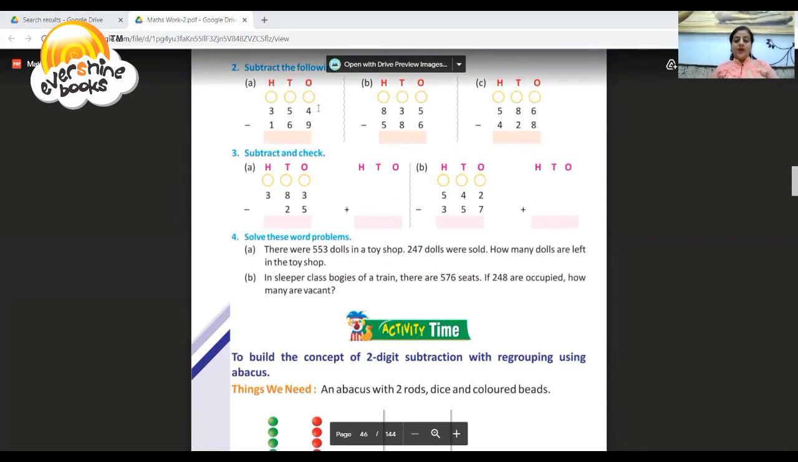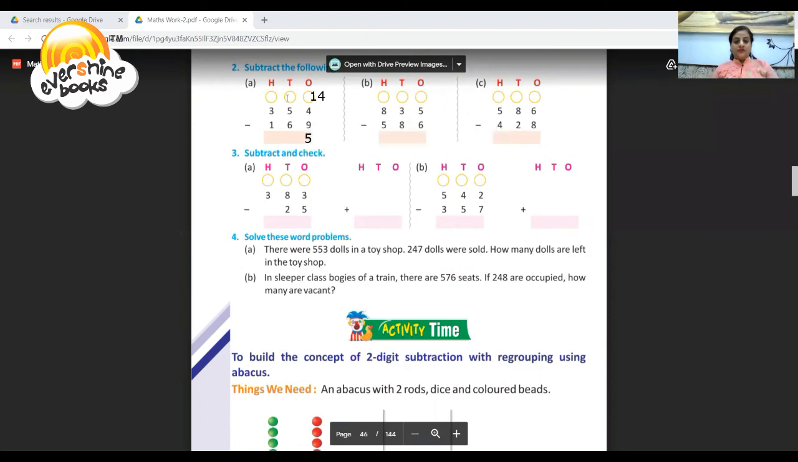See here, 4 minus 9 is not possible. Again the same sums are coming that you can check, you can do also. But here I am going to tell you how to do it. 1, 4, 14 will be the number and 14 minus 9 is 5.